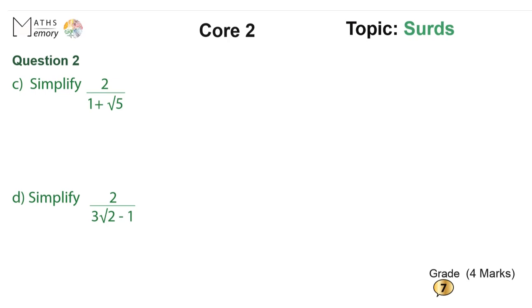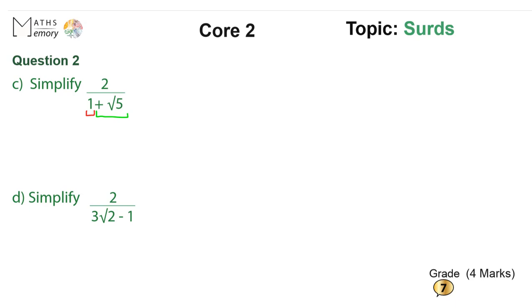So parts C and D over here are, let's say, more complex versions of rationalizing the denominator. We have simplify 2 over 1 plus root 5. So why does this look different from the ones we've been doing before? Well, we have two different terms here. A number term, and we have a surd term over here. So that's why it's different. Now, how do we deal with this?